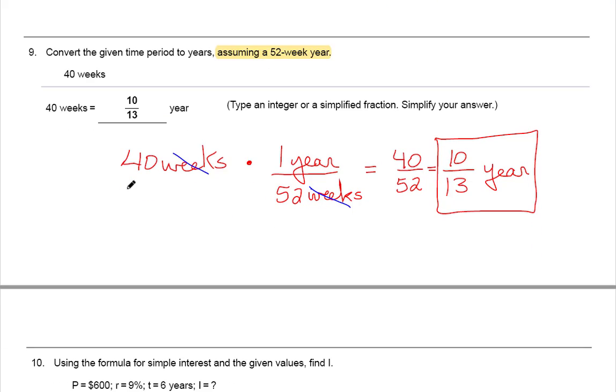In question 9, convert the time period again, and we assume 52 weeks in a year, which is true. So let's see, 40 weeks, I put the relationship here, 1 year is 52 weeks, the weeks cancel. So you can always remember what goes on the top or the bottom because the units should cancel and give you what you want. So this is 40 over 52. I can take 4 into top and bottom, and I get 10 over 13 of a year. So not a whole year.